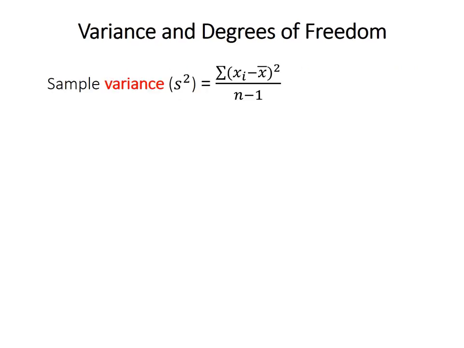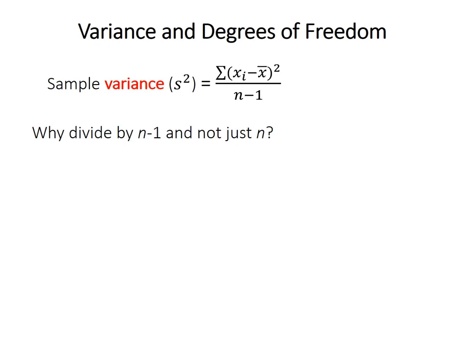So dispersion is instead often measured as something called variance. The sample variance is given the symbol s squared. Variance is the sum of squares that we saw on the previous slide divided by n minus 1, where n is the sample size, the number of measurements or observations in your sample. So why n minus 1? Why can't we just divide by n? Why don't we just divide by the sample size?